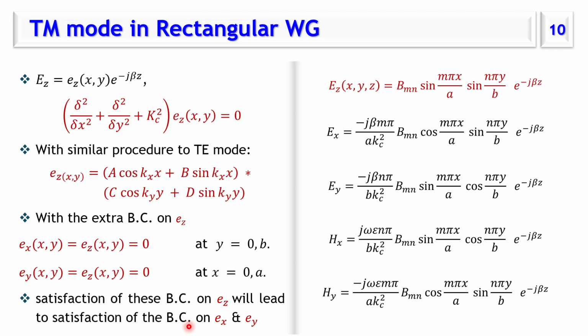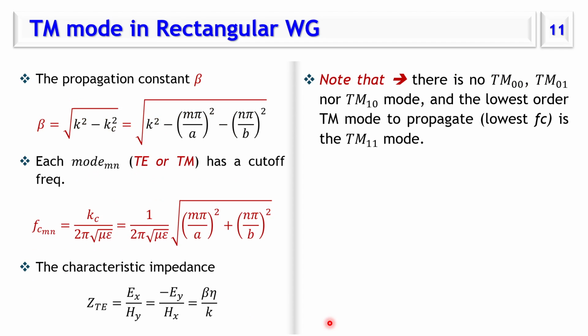To satisfy the boundary conditions, we'll find that the solution for Ez has this expression. From Ez we can derive Ex, Ey, Hx, and Hy. We have the same definition for the propagation constant, the same meaning for the cutoff frequency, and the same definition for wave impedance that we discussed last lecture.